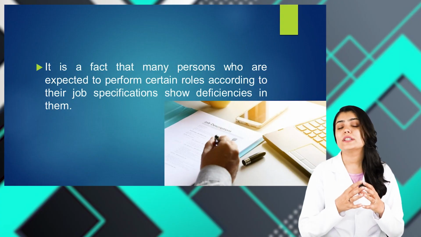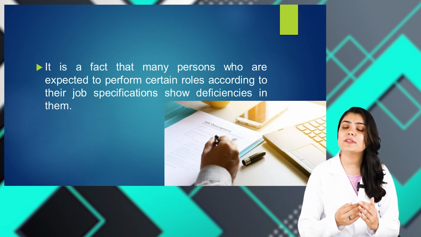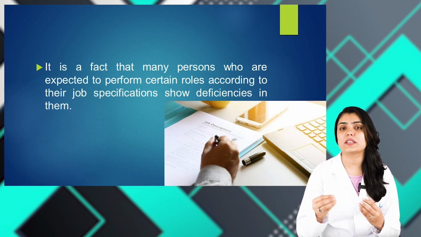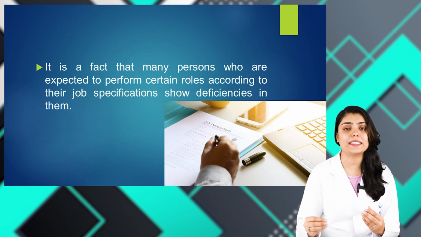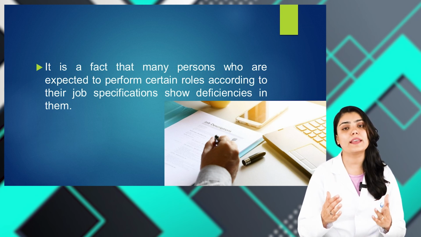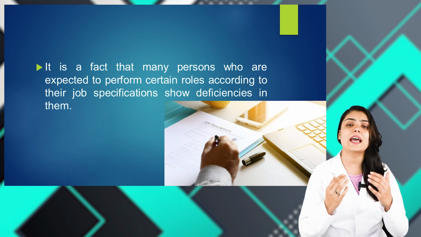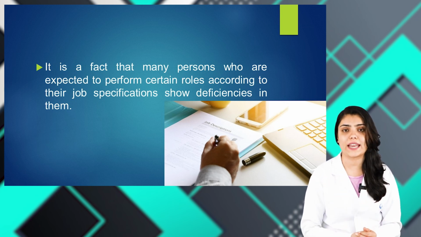Not just in medical professionals, but in fact in many different types of organization, it has been seen that people or staffs who are supposed to perform certain responsibilities, certain duties, show deficiencies in their responsibilities. Why does this happen? This happens because they are not aware about their duties, roles, and responsibilities. They do not know what they should do, what they are expected to do, and therefore there will be deficiencies in the care that is provided to the patient as well as the productivity of the organization.